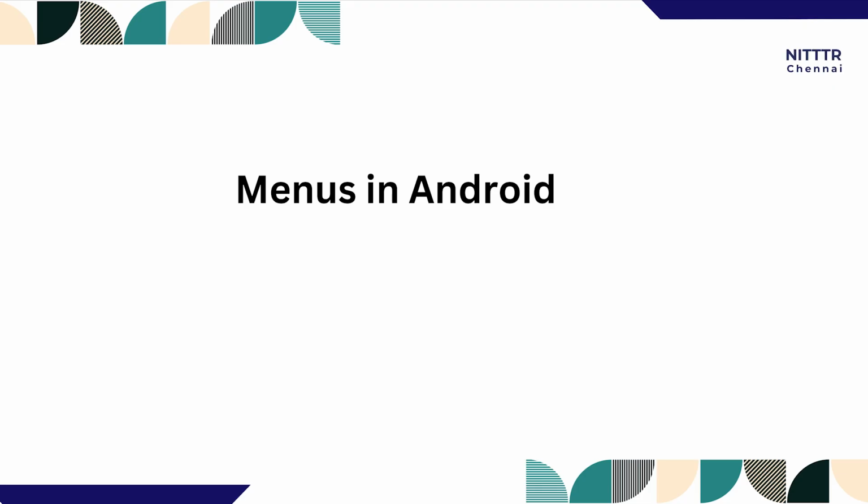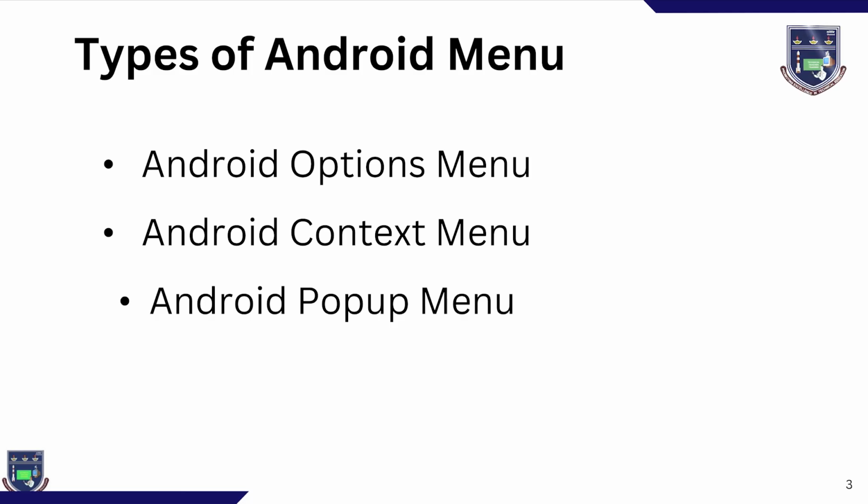In this segment, we will explore the menus in Android. It is an essential component of user interface design. Menus provide users with easy access to common functionalities and ensure a smooth and consistent experience across the application. In Android, we have three main types of menus: options menu, pop-up menu and context menu, and each serves a different purpose, ranging from global actions to context-specific options.